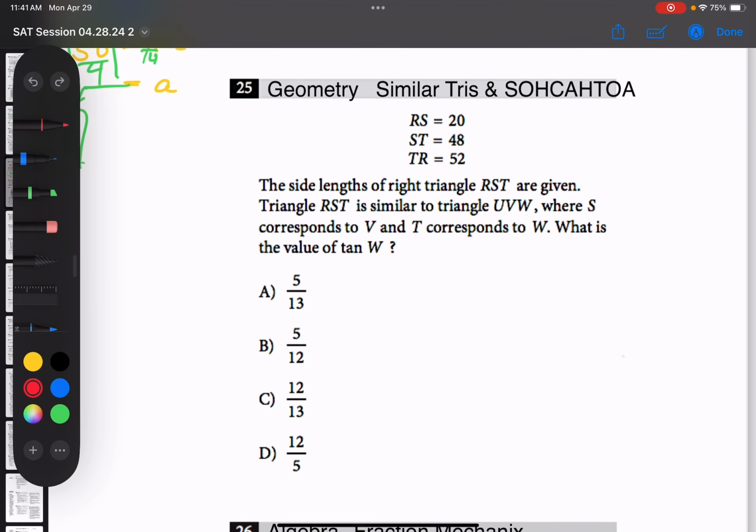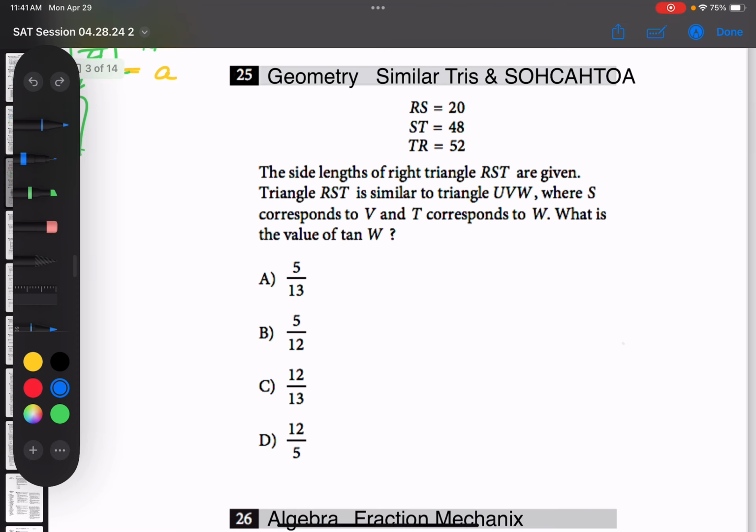All right, we got similar triangles and SOHCAHTOA involved. So we got geometry, no images are given to us, which is dirty. The side lengths of a right triangle RST are given. All right, these are your side lengths. Okay, so I'm going to draw a triangle. We got RS, which is the shortest length.